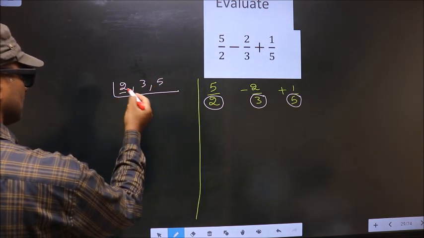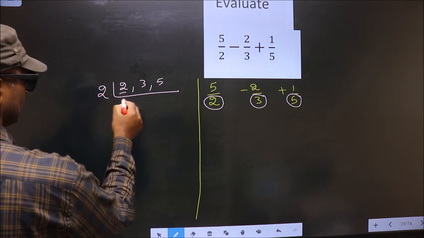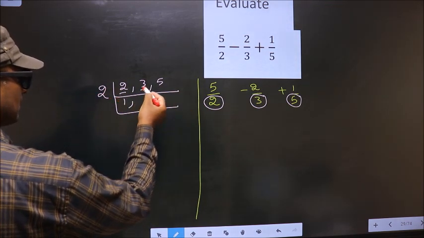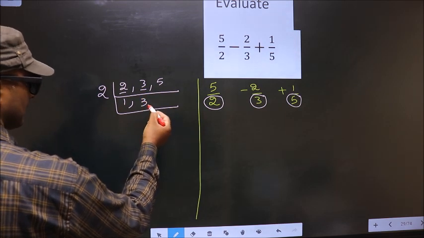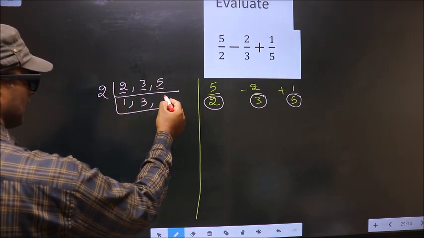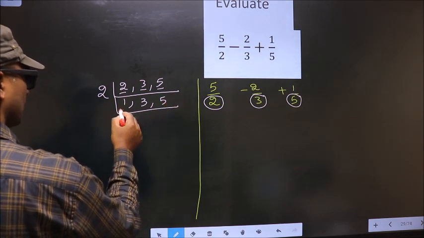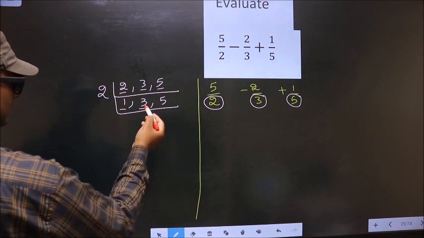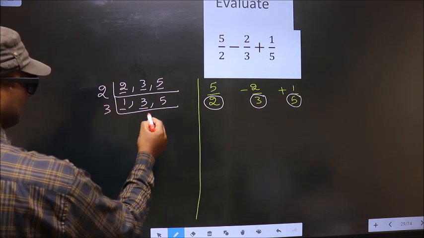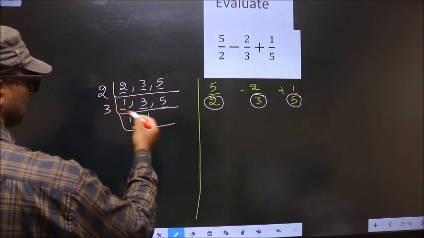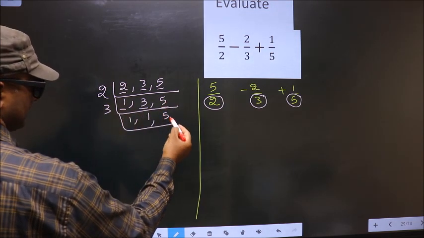The first number is 2. 2 is a prime number, so 2 1's are 2. The other number 3 is not divisible by 2, so you write it down as it is. The other number 5 is not divisible by 2, so you write it down as it is. Here we got 1, so focus on the other number, that is 3. 3 is a prime number, so 3 1's are 3. The other number 5 is not divisible by 3, so you write it down as it is.